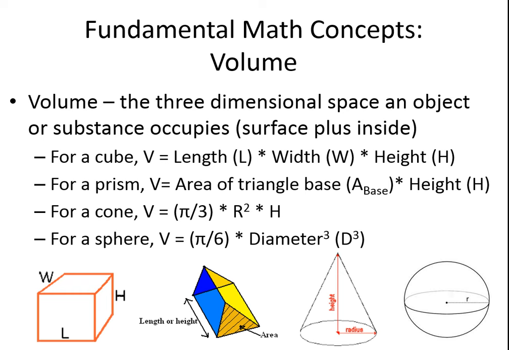For a cone, we're going to be using the equation pi over 3 times r squared times the height. And then for a sphere, we're going to be using the equation volume equals pi over 6 times the diameter cubed. And remember, the diameter is 2 times the radius.